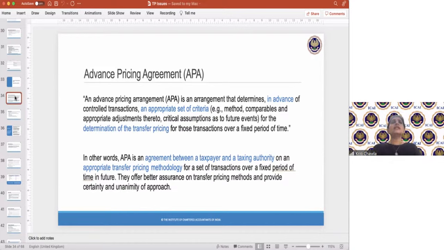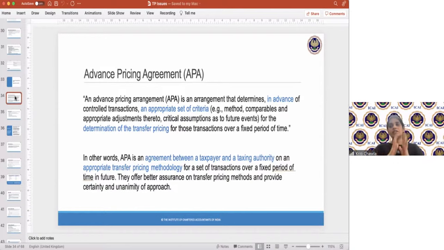Now, the problem is that the Indian entity has a profit margin of 5%, but income tax authorities say that no, your margin should be at least 10%. And because of the disagreement between the taxpayer and the tax authorities, there is litigation going on. And the problem is that because this transaction happens every year, there is that litigation every year. Now, to make sure that this litigation does not arise, the tax authorities and the taxpayer get together and they discuss an agreement.